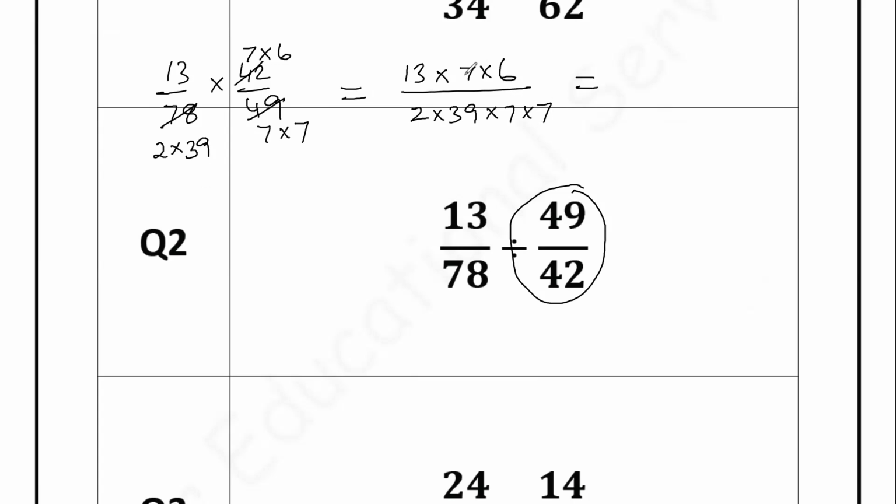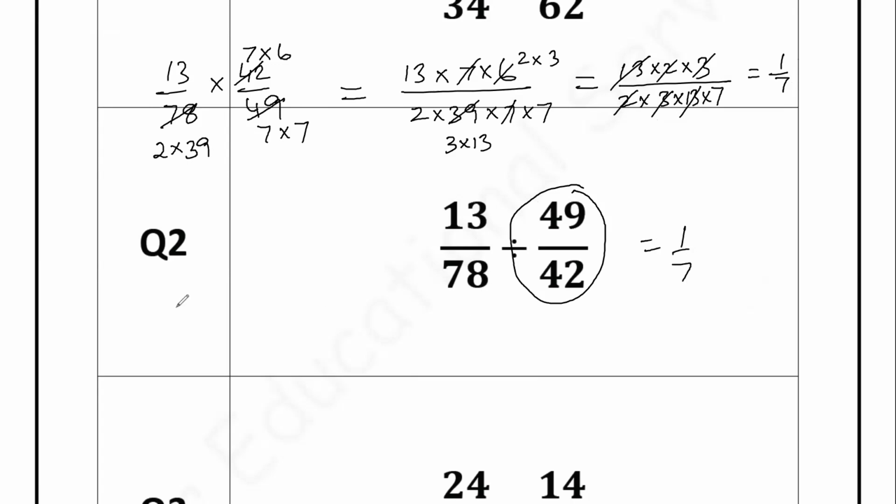Now this 7 and 7 goes, yeah. And I can write down this 6 as 2 times 3, and this 39 as 3 times 13, and I'm going to rewrite it down. So 13, 2, 3, upon 2, 3, 13, and don't forget the 7. Yeah. So then 2 and 2 goes, 13 and 13 goes, 3 and 3 goes. So my answer is 1 over 7. Okay. That is 1 over 7.